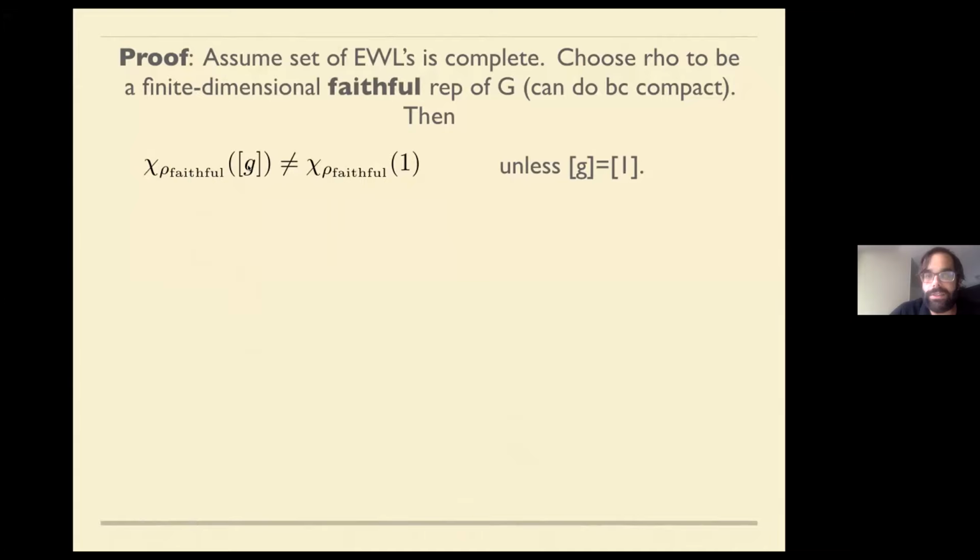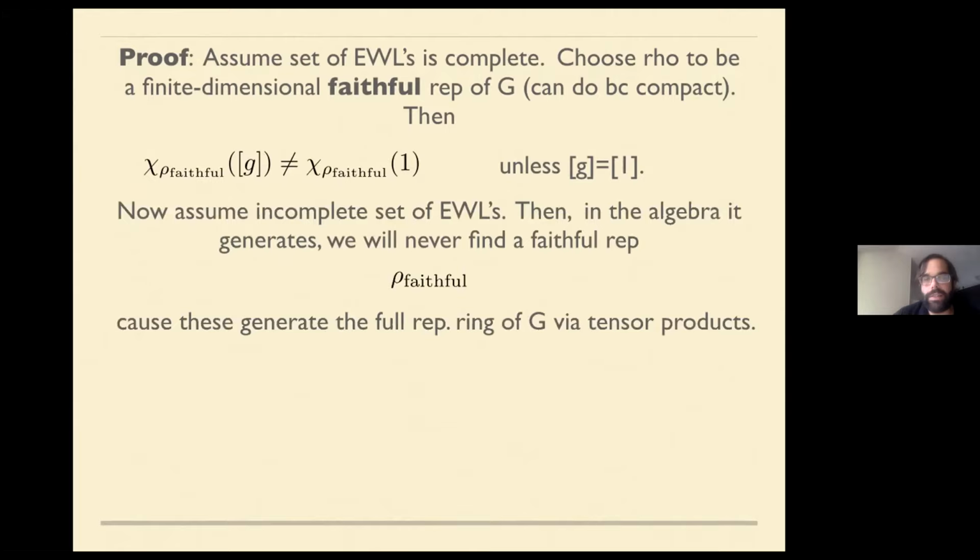To prove it in the other direction, you can assume that there's an incomplete set of Wilson lines. So you don't have all of them. Then it better be the case that you cannot find a faithful representation among the Wilson lines that you can generate by fusion of Wilson lines. If you think of Wilson lines as probe particles, when you put them together and they fuse, they're gonna produce more Wilson lines in representations given by the decomposition into reps of the tensor product of the two Wilson lines you started with. So starting with some set of Wilson lines, you can produce more Wilson lines.